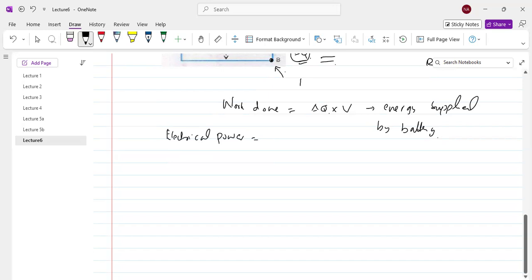How can this be calculated? If this charge moves through the resistor in time delta t, then the energy supplied to the charge by the battery is equal to the work done by the battery divided by the time taken. Suppose this time interval is written as delta t. So from here we can write V multiplied by delta Q over delta t. But what is delta Q over delta t? Delta Q over delta t is the current.